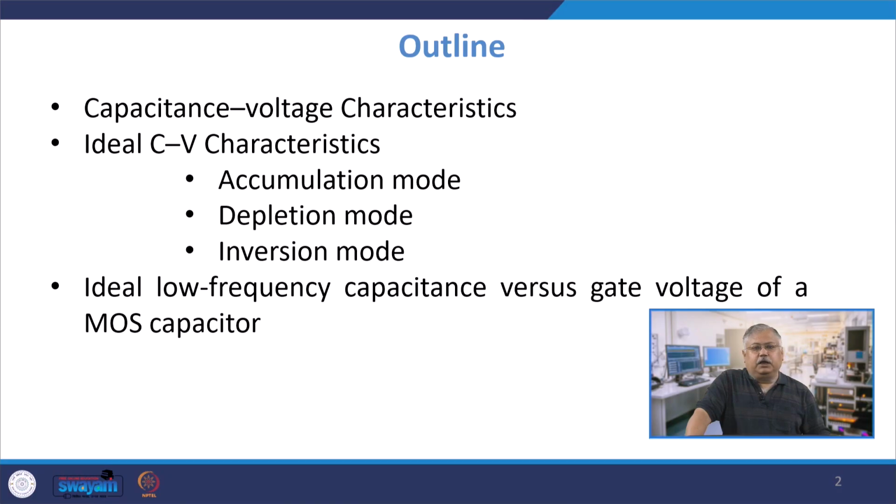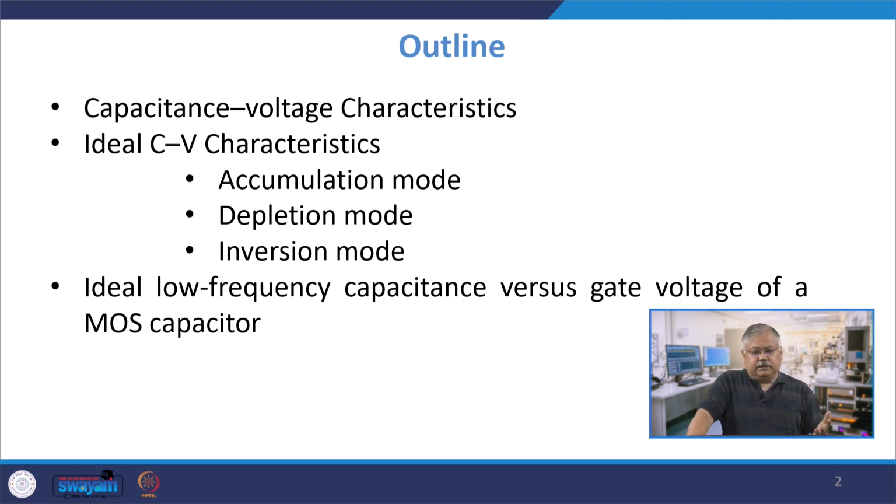This is lecture number 39 and we are introducing to you what is known as a MOS capacitor. I'll explain to you the outline of this lecture. We will be dealing with what is the meaning of, first of all, capacitance as applied to a MOS device. We will then look into the capacitance versus voltage electrical characteristics. Then we will look into an ideal CV characteristics breaking into three parts, which is accumulation, depletion, inversion, and then ideal low frequency capacitance versus gate voltage of a MOS capacitor.